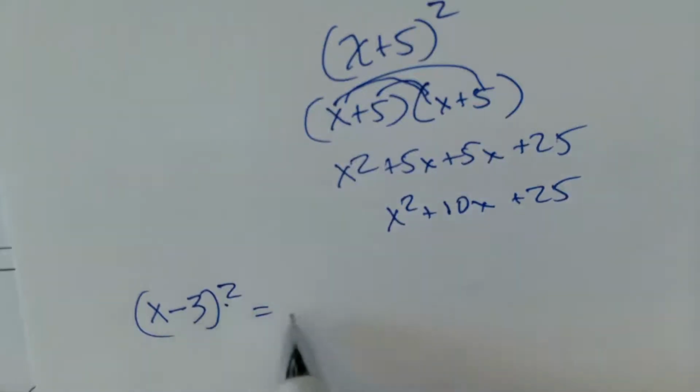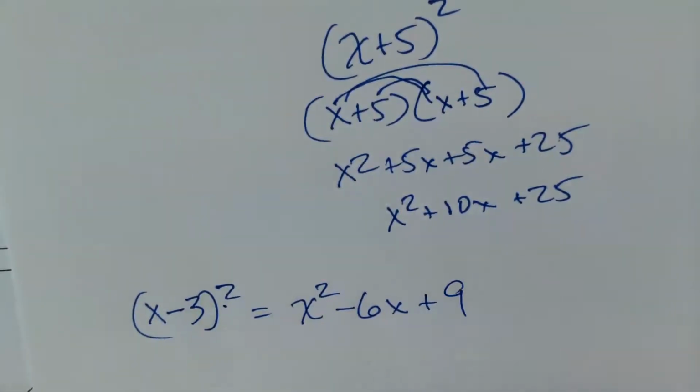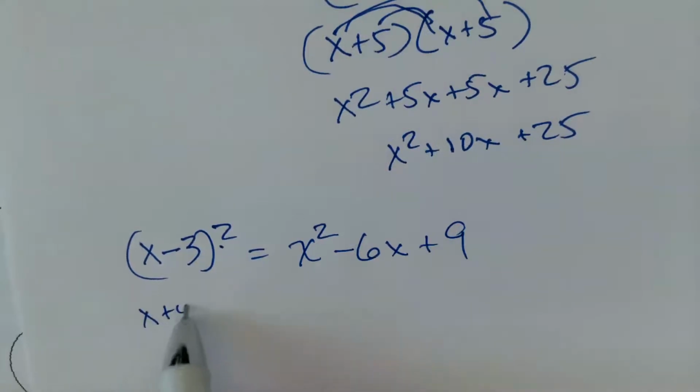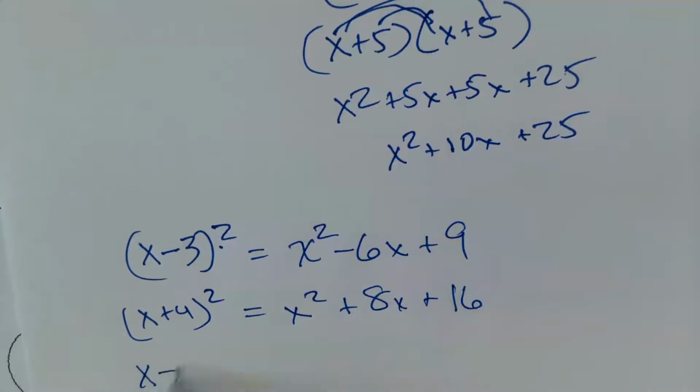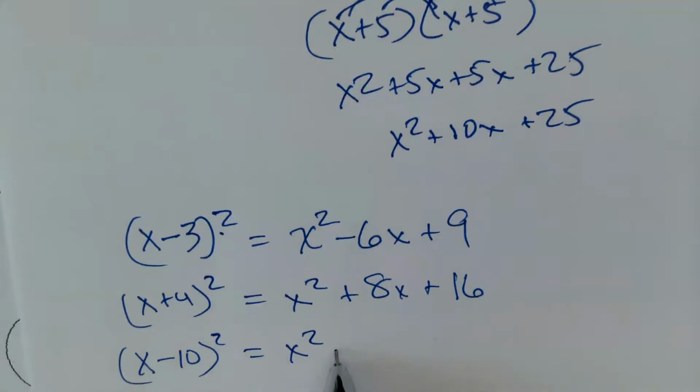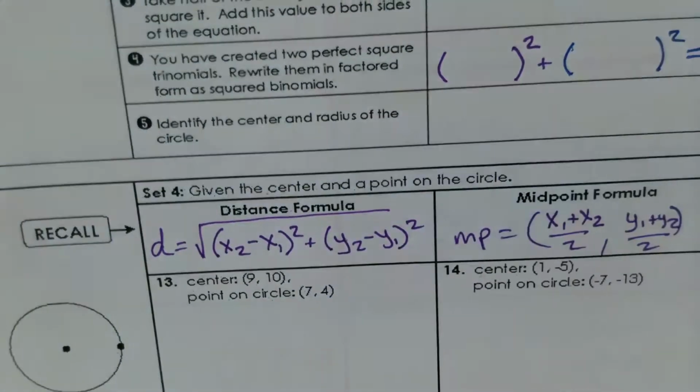If it's x minus 3 squared, it's x squared minus 6x, double that, plus 9. If I do x plus 4 squared, it's x squared plus 8x plus 16. If I do x minus 10 squared, it's going to be x squared, what goes here? Minus 20x plus 100. Good. So there is a pattern to these, and we're using that pattern here in completing the square.